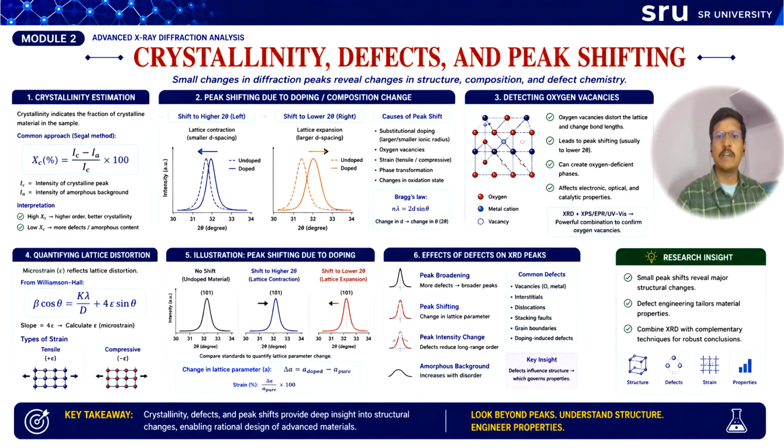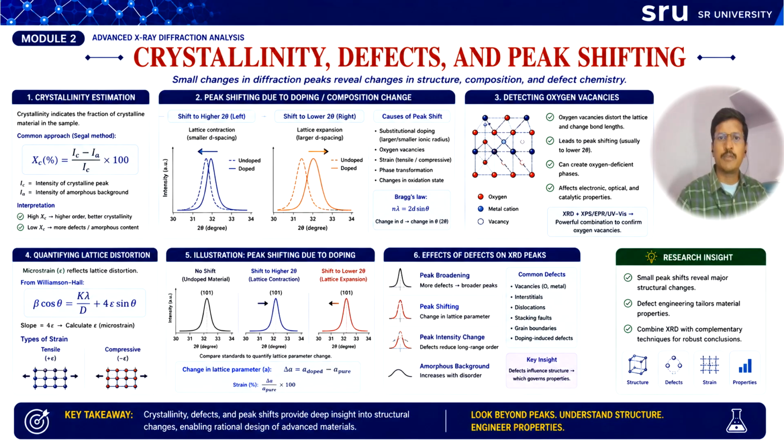Similarly, peak shifting towards higher angles indicates lattice contraction. This happens when smaller atomic radius doping elements are introduced into the host material. It may also be due to compressive strain, which also compresses the lattice structure.